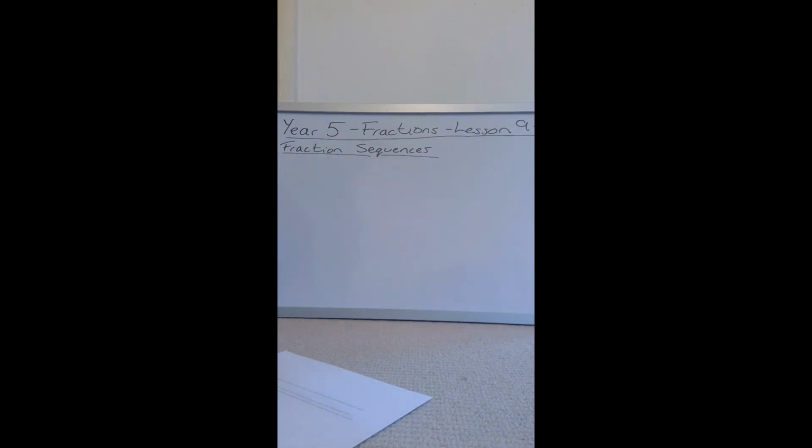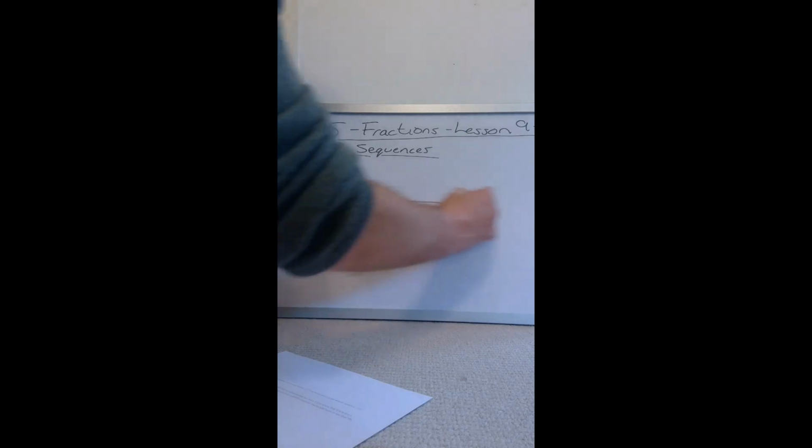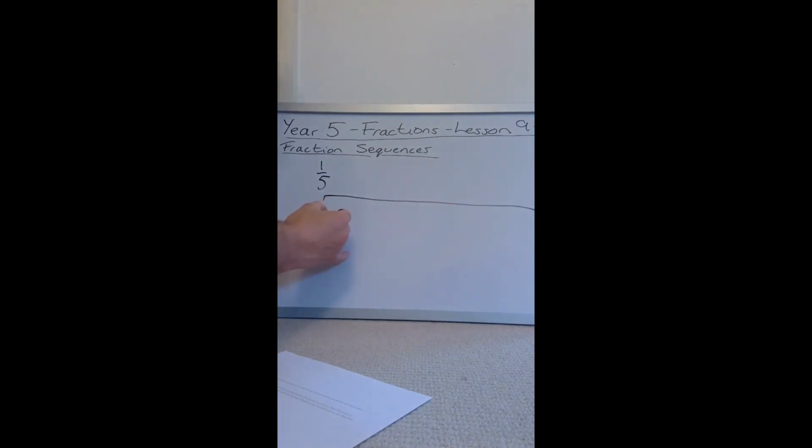You don't have to start these fraction sequences from 0. You can start them actually anywhere. So for example, you could be counting in fifths. And in this case, you could start at 2 and 2 fifths. Once again, I would draw my number line, and then you're counting up in fifths.